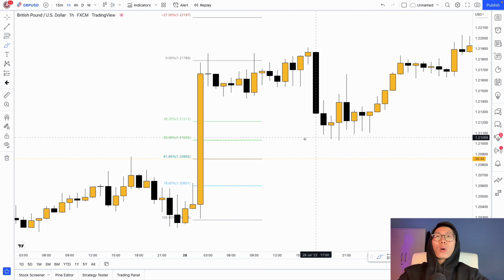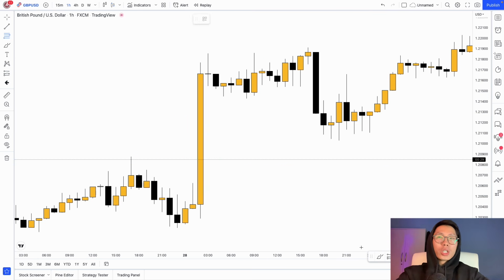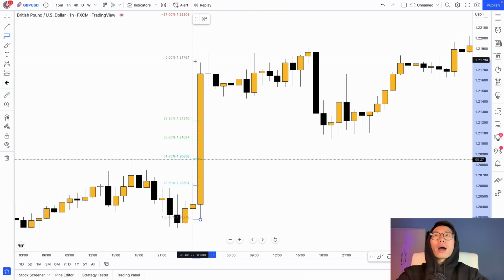So in this case, what I want to do is to draw my Fibonacci. So what I will do is take out the Fibonacci and drag it from the swing low all the way up to the swing high. Because this is the highest point right here, this is the lowest point, drag it all the way up to the swing high.